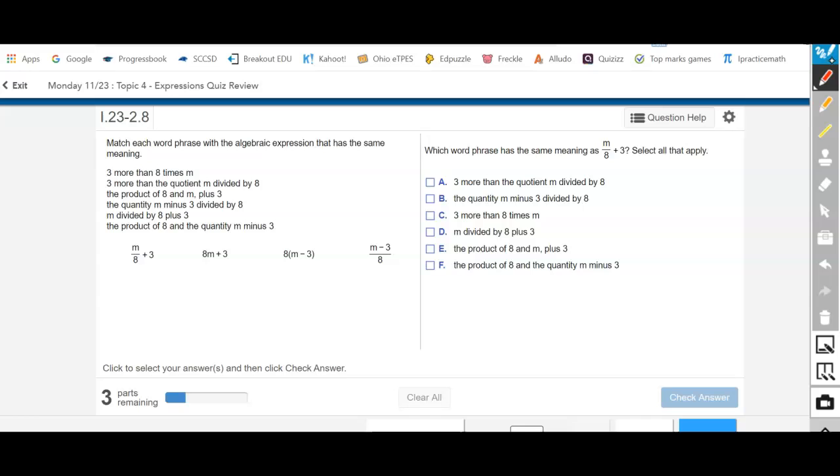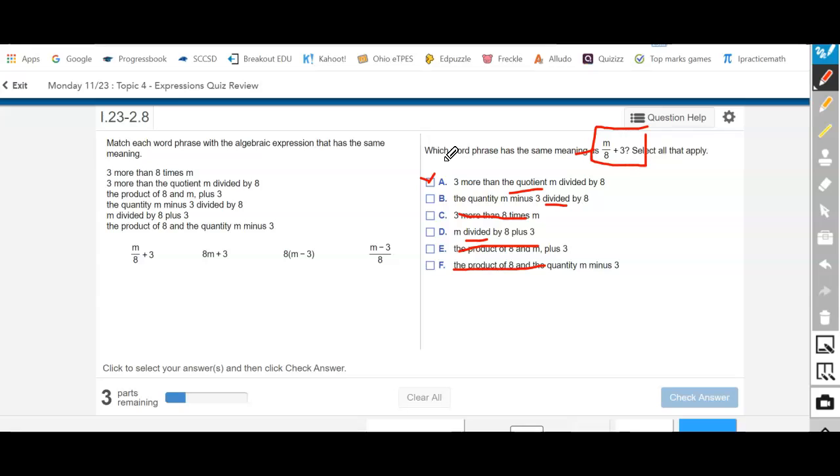Let's see, which word phrase has the same meaning as m over 8 plus 3? So m over 8, that is division. So we're looking for words that tell us that we're dividing. Quotient, that tells us we're dividing. Divided. Times, nope, that's multiplication. Divided. Product is multiplication as well. So we just got to figure out 3 more than the quotient. That means we're adding 3 to m divided by 8. Yes. Check.